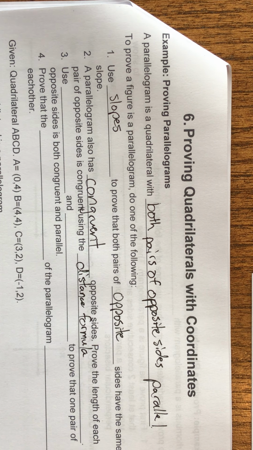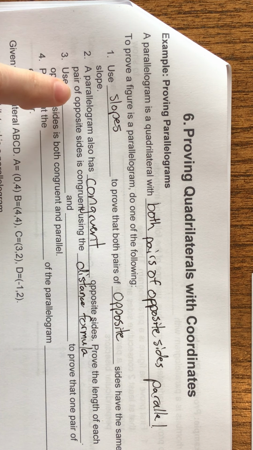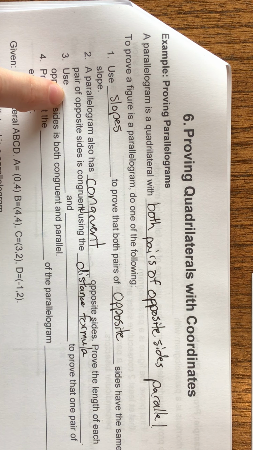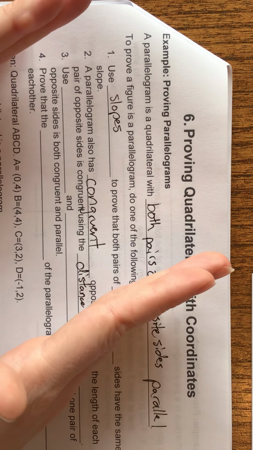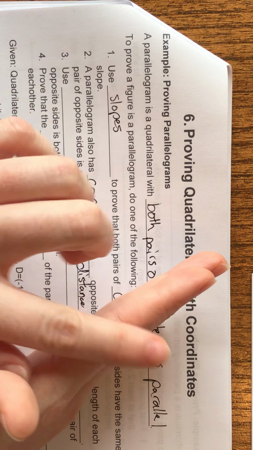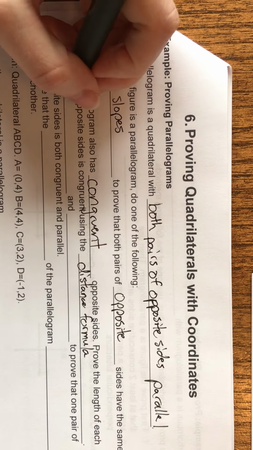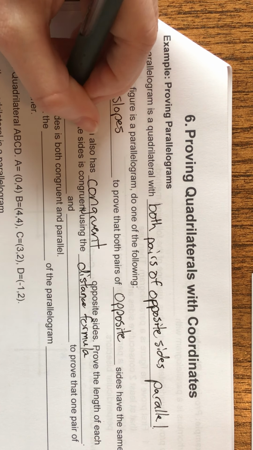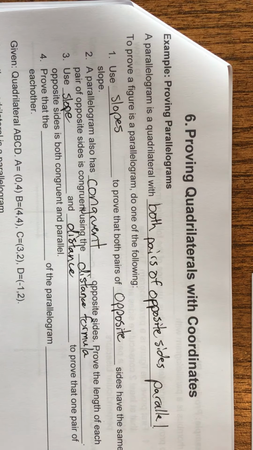Number 3, we could use both the slope and the distance formula to prove that one of the pairs of opposite sides is both congruent and parallel. Because if we prove that one pair of sides of a shape is congruent and parallel, that means that the other pair of sides also has to be, and this would be a parallelogram. So we're going to use slope and distance to prove that one pair of opposite sides is both congruent and parallel.